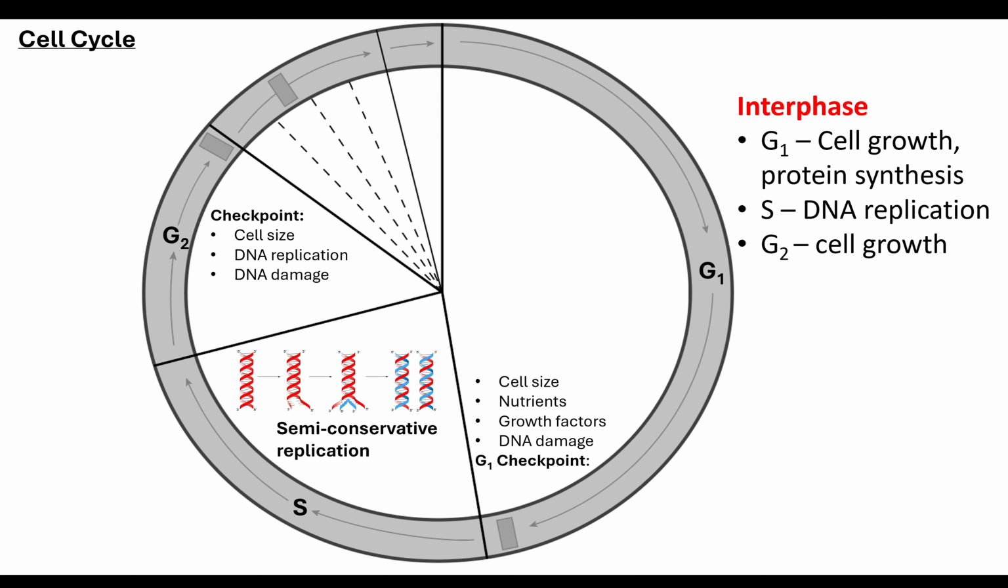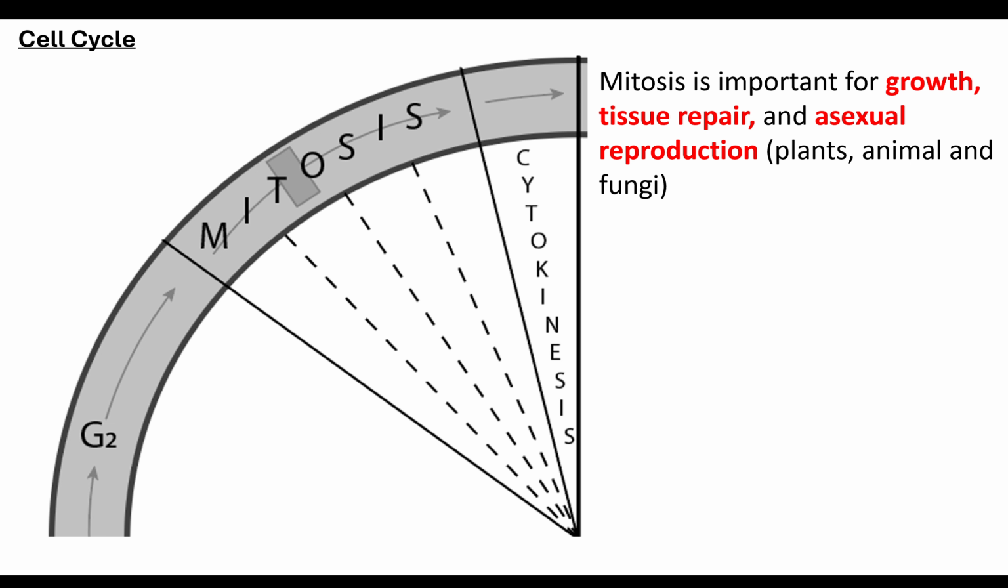The next part that we're going to move through to is called mitosis. So mitosis is important for growth. It's also important for tissue repair and cell replacement. So if there has been any damage to the cells or the tissue and we need to repair them or replace the cells, then this will be done through the process of mitosis.